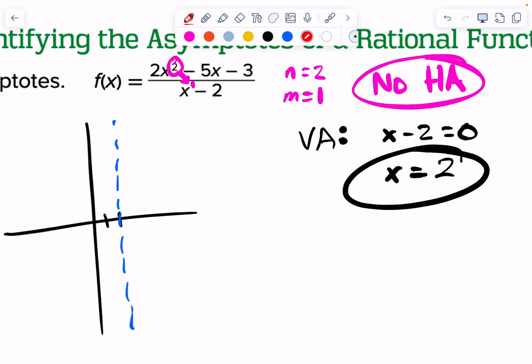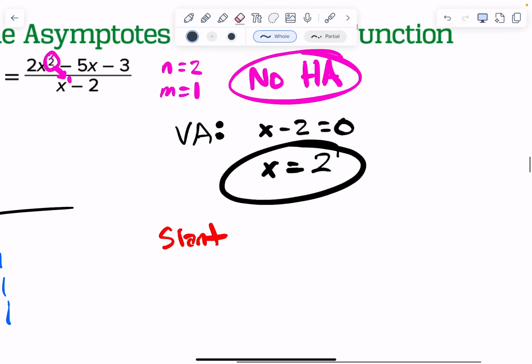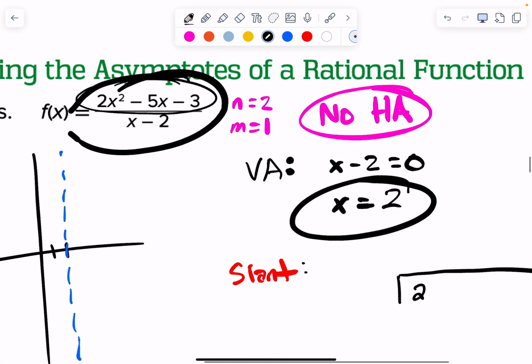Now I have to look for a slant asymptote. And to find a slant asymptote, I have to do long division, which is kind of a pain, but it's not terribly bad. So here we go. I'm going to do long division. A fraction is like division, right? This is saying this divided by that. That's essentially what it says.